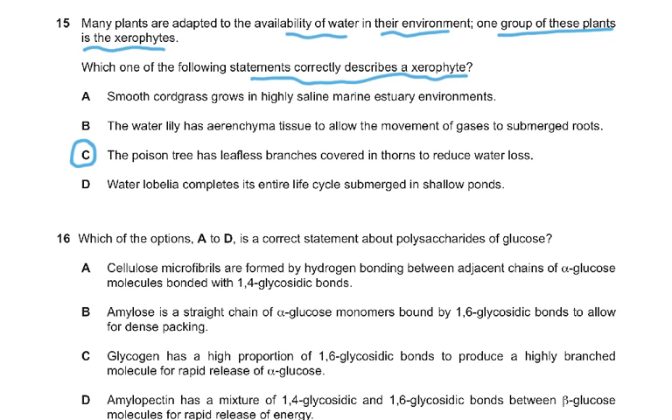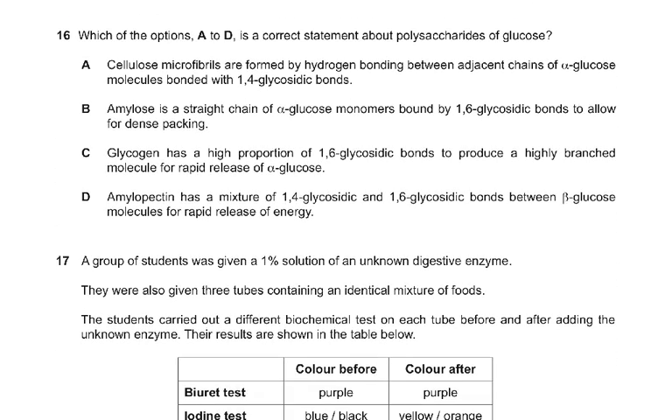The poison tree has leafless branches covered in thorns to reduce water loss. But basically, what you have to understand is why these are green. These are high saline marine estuary plants, but that's nothing to do with xerophytes. Xerophytes are the ones which survive in desert conditions. The water lily has air chambers to allow movement to submerged roots. That is hydrophytes actually, which complete their entire life cycle submerged in shallow ponds. So all these were wrong and C was correct.